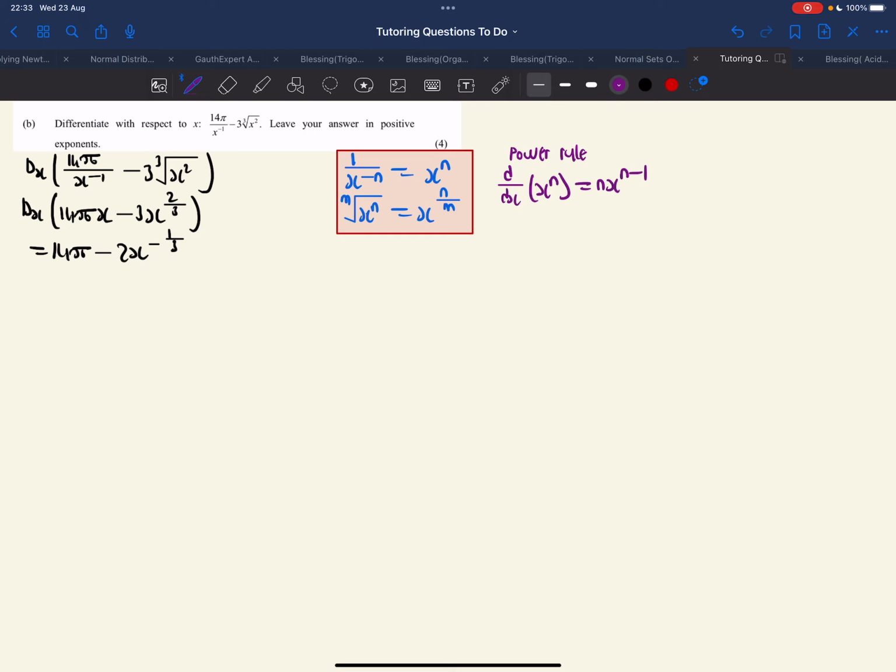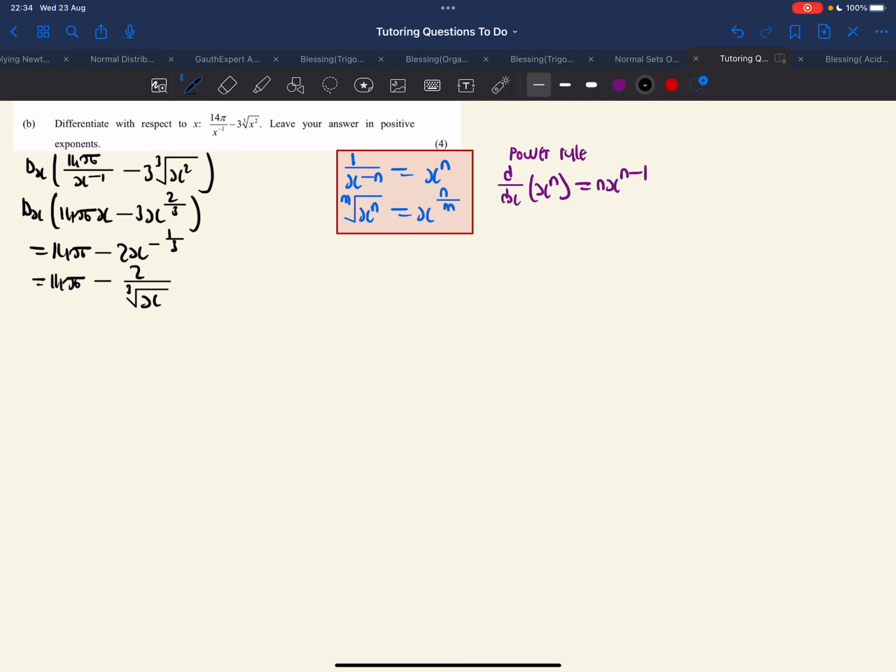Now they say to leave your answers in positive exponents. So basically I'm going to have 14π minus, no, sorry about that, not 2x. I'm going to have 2 over the cube root of x. So this is the answer that I'm looking for at the end.